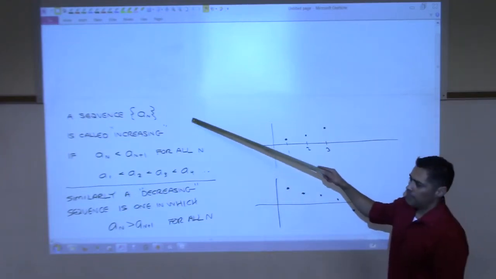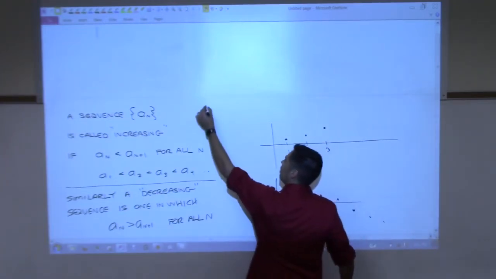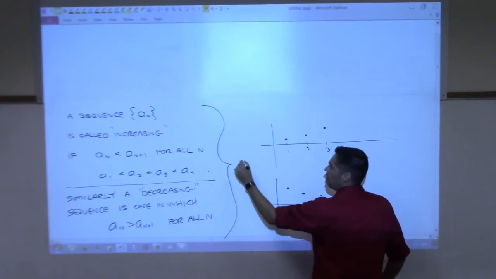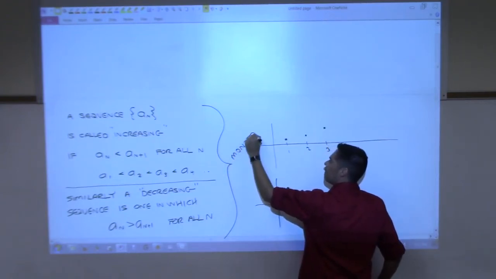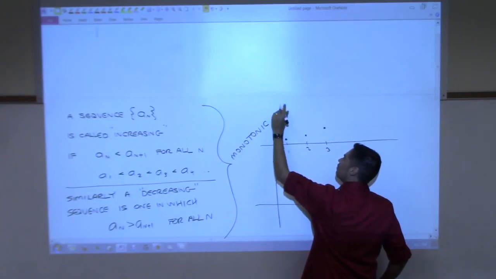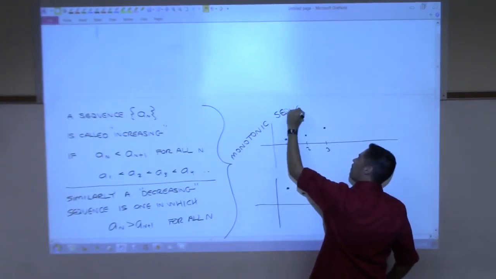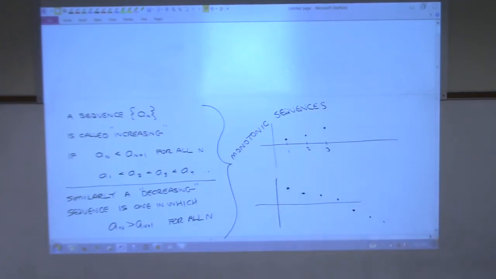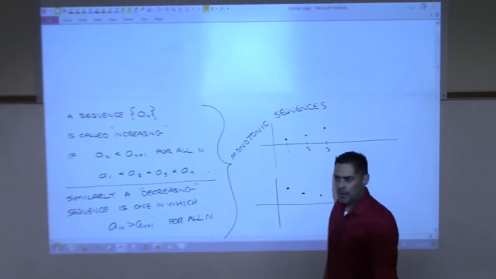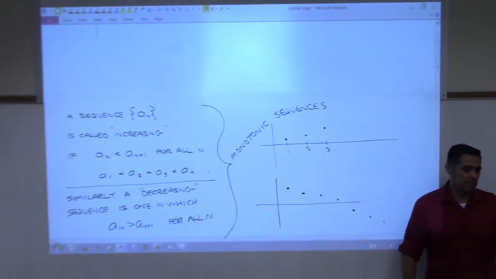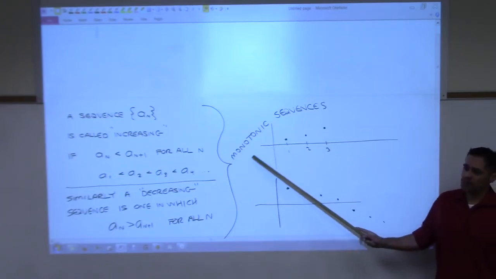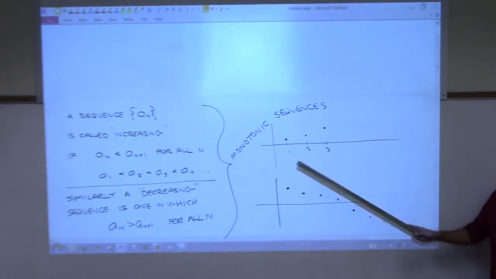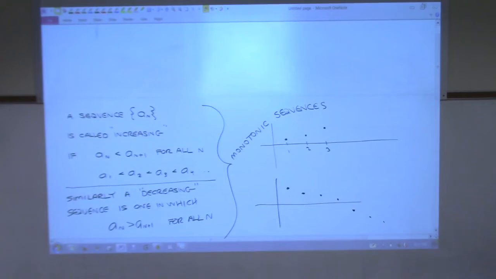In either case, whether your sequence is increasing or decreasing, these are called monotonic sequences. If I say I've got this sequence and it's monotonic, that means it's either increasing or decreasing, one or the other. So this is not very specific, is it? If I tell you I have an increasing sequence, then that gives you a little more detail. But in either case, they're just called monotonic sequences.